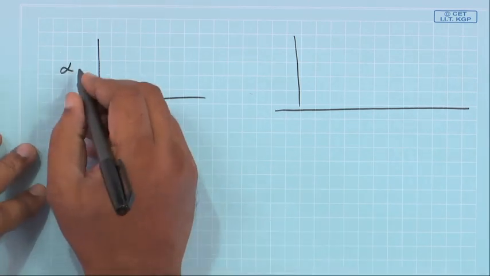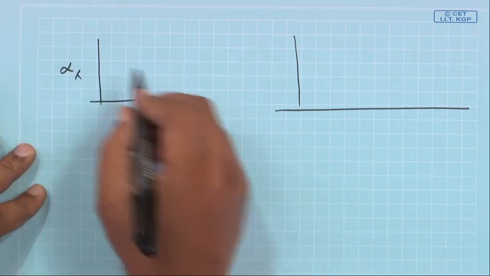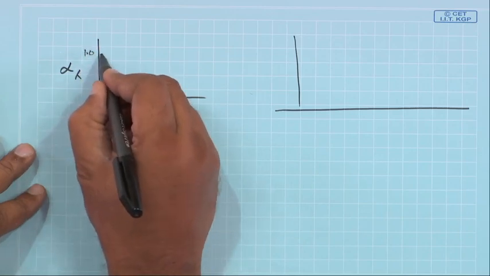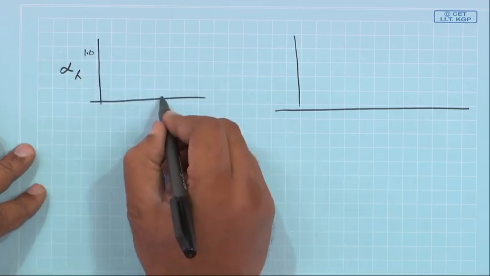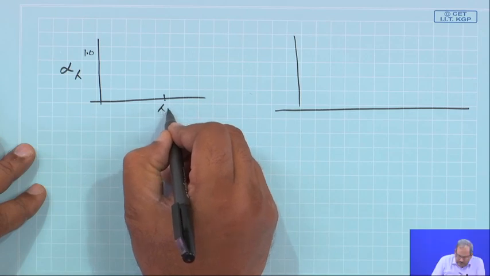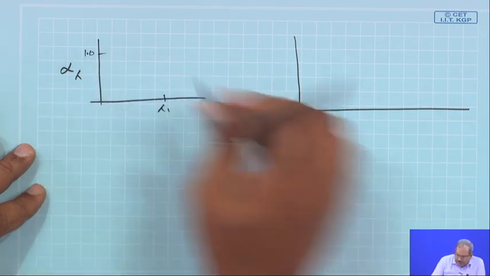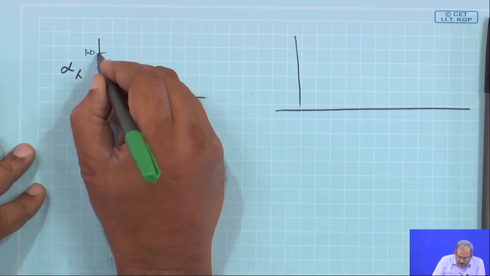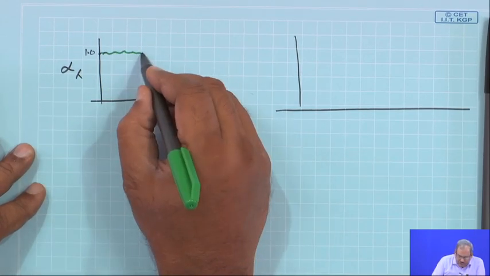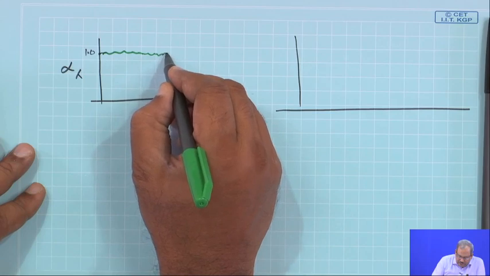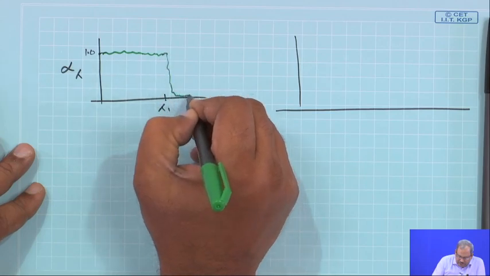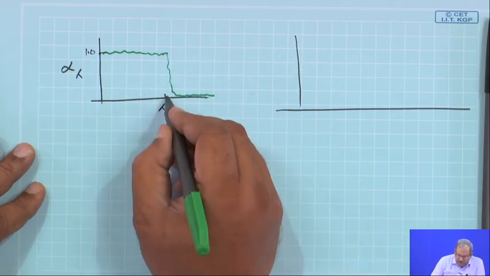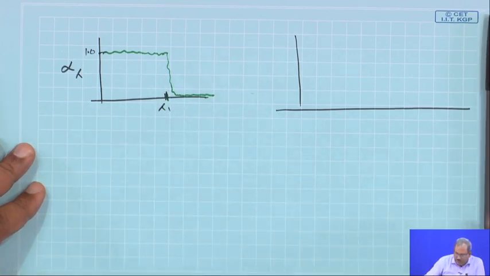This is alpha, which is a function of lambda, and let us say this is equal to 1 and this is lambda 1. The behavior of alpha is something like this. It is close to 1, then from here it sharply falls and becomes almost 0. So, this is the value of lambda 1.